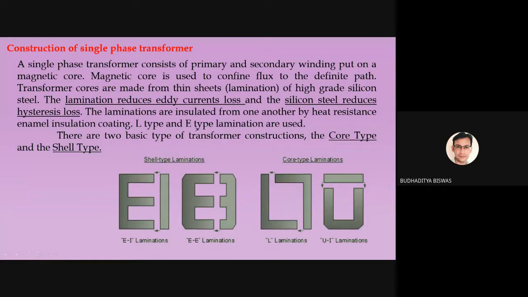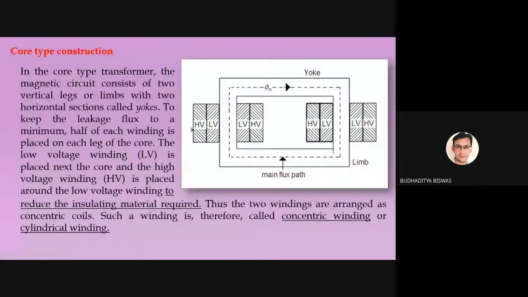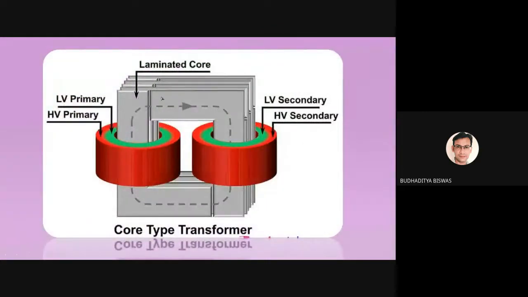So L-type and E-type laminations are used to form the core. Now, according to the construction of the single phase transformer, there are two basic constructions. One is called the core type transformer, another is called the shell type transformer. Here you see the core type transformer in the figure. This is the laminated core, and on the left and right limbs, the windings are placed.